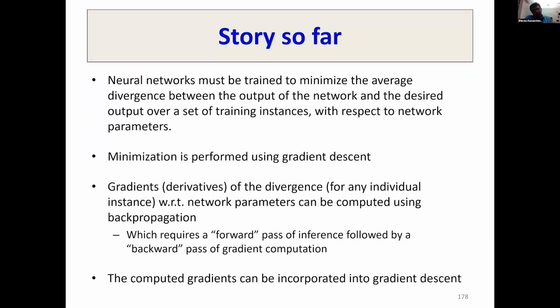And so that's it. That was today's lecture. The story so far: neural networks must be trained to minimize the average divergence between the output of the network and the desired output over training samples. Minimization is performed using gradient descent, and the gradients of the divergence with respect to network parameters can be computed using back propagation, which requires a forward pass of inference followed by a backward pass of gradient computation. The computed gradients can be incorporated into gradient descent.